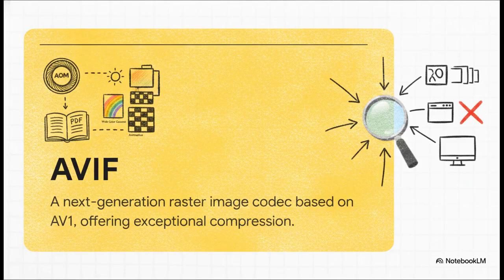Let's quickly define what we're actually dealing with here. AVIF stands for the AV1 image file format. Developed by the Alliance for Open Media, it's basically a next-generation raster image codec that's actually based on a video codec. It brings some serious heavy-hitting features to the table. High dynamic range, a super wide color gamut, transparency, even animation. But here's the catch. Despite being technically superior in almost every way, older web browsers, most PDF readers, and standard Office software just fail to read it. That native support is simply missing from the tools we use every single day.